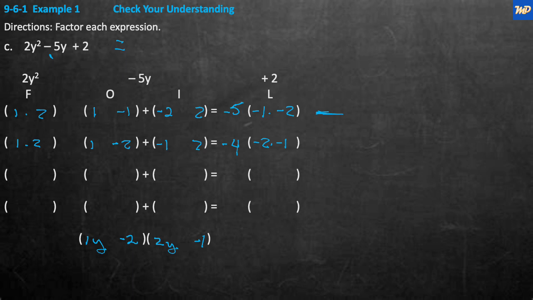Let's figure it out. Y times 2y is 2y squared. Y times negative 1 is negative y. Negative 2 times 2y is negative 4y. And negative 2 times negative 1 is 2. And then these two add together. I'll carry it over here. You get 2y squared minus 5y plus 2. And that's what we were looking for.